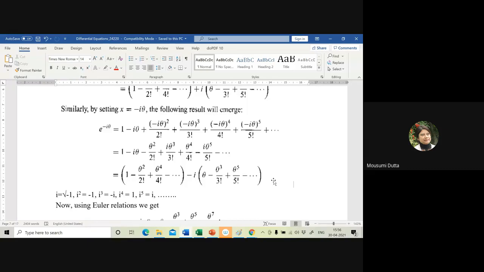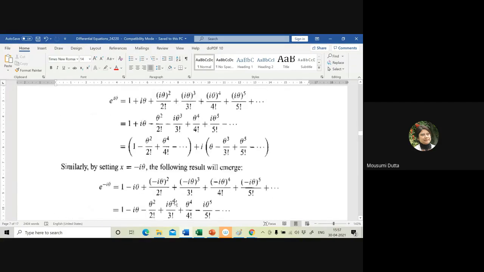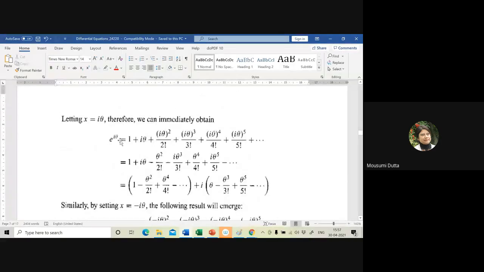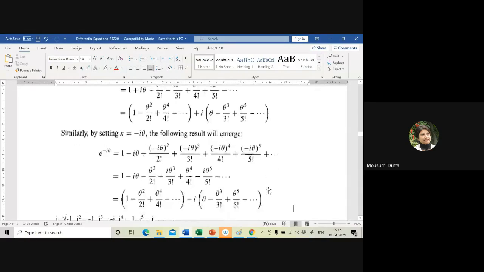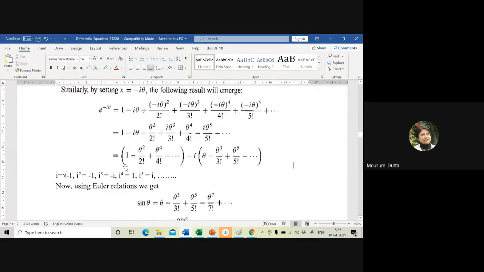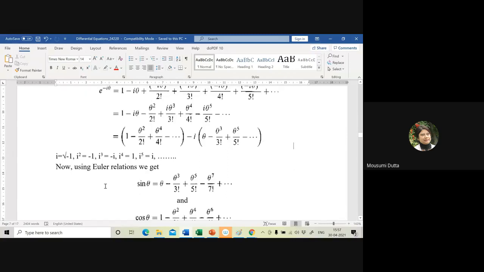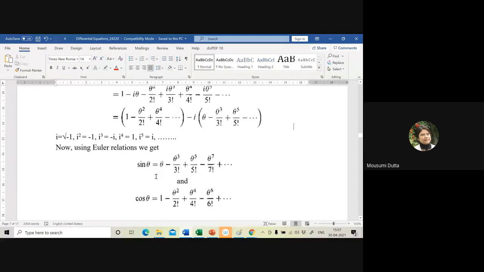So is it fine to all of you? Now, I have e to the power i theta equivalent to this, and e to the power minus i theta equivalent to this. Now, using Euler's relation, we get sine theta and cos theta. So I'm just going for Euler's relation.